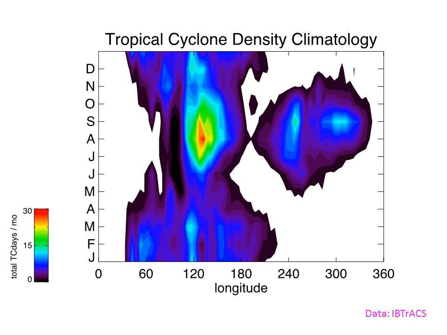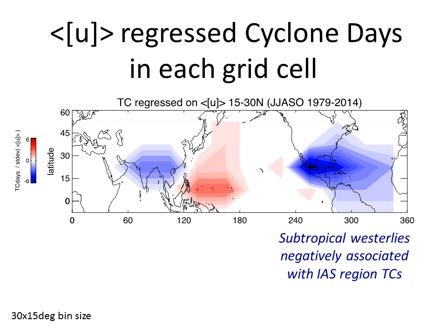tropical cyclones. If we just leap ahead a little bit and regress the cyclone days per month onto this barotropic zonal mean momentum in a 15 to 30 north belt, a subtropical northern edge of the meteorological tropics, as I spoke of them, and do it on a broad enough grid here, 30 by 15 degrees, to just get the most significant effects, you'd say that, wow, subtropical westerlies have a big negative association with Atlantic and East Pacific, Intra-Americas seas tropical cyclones. So that's an intriguing result.